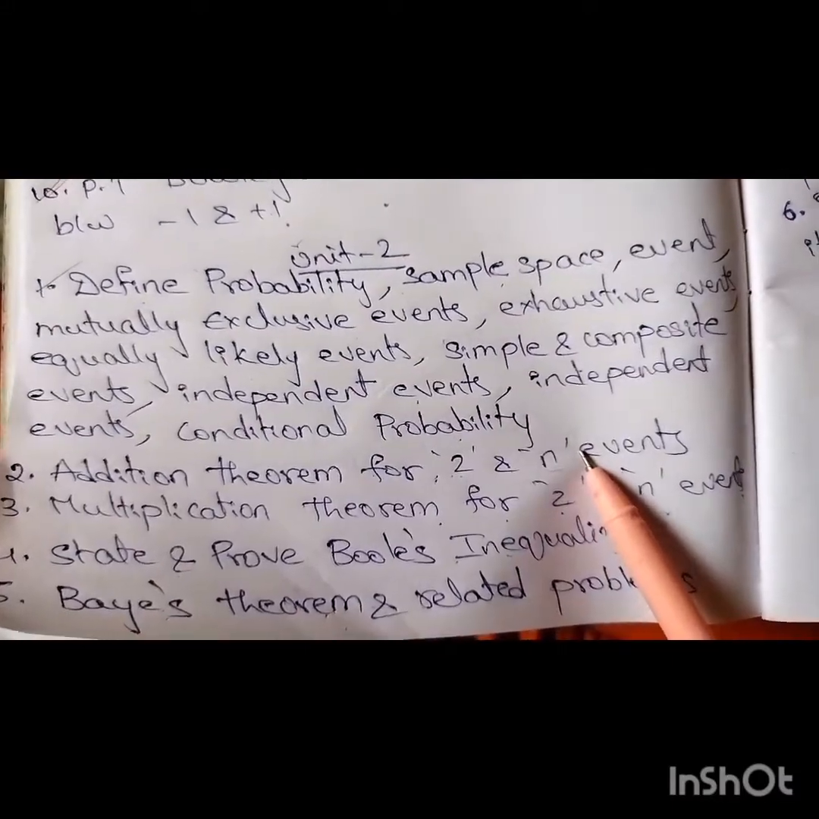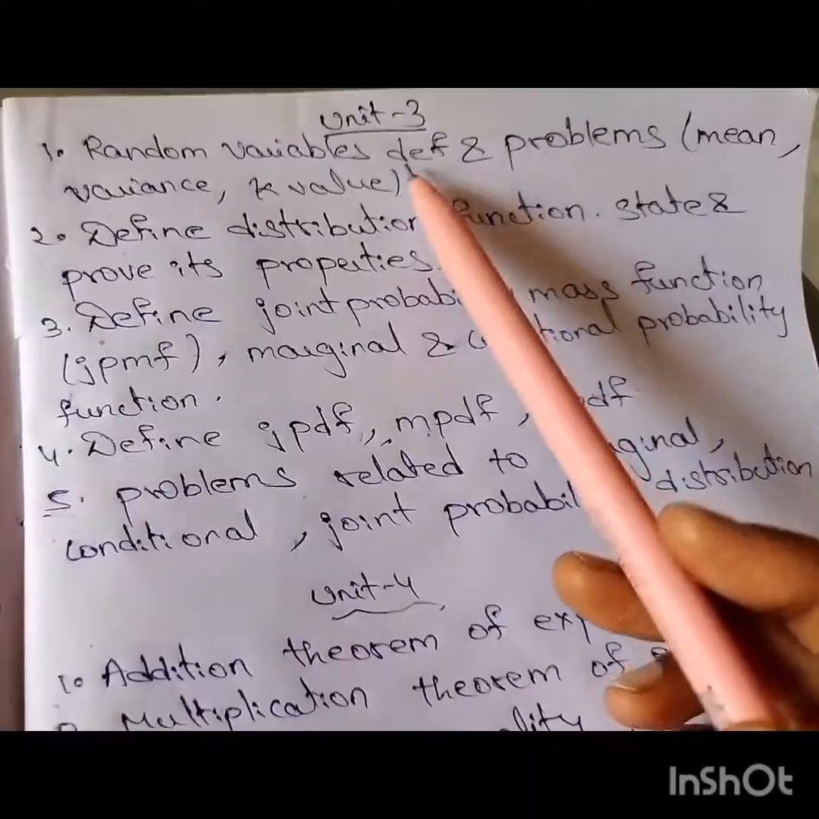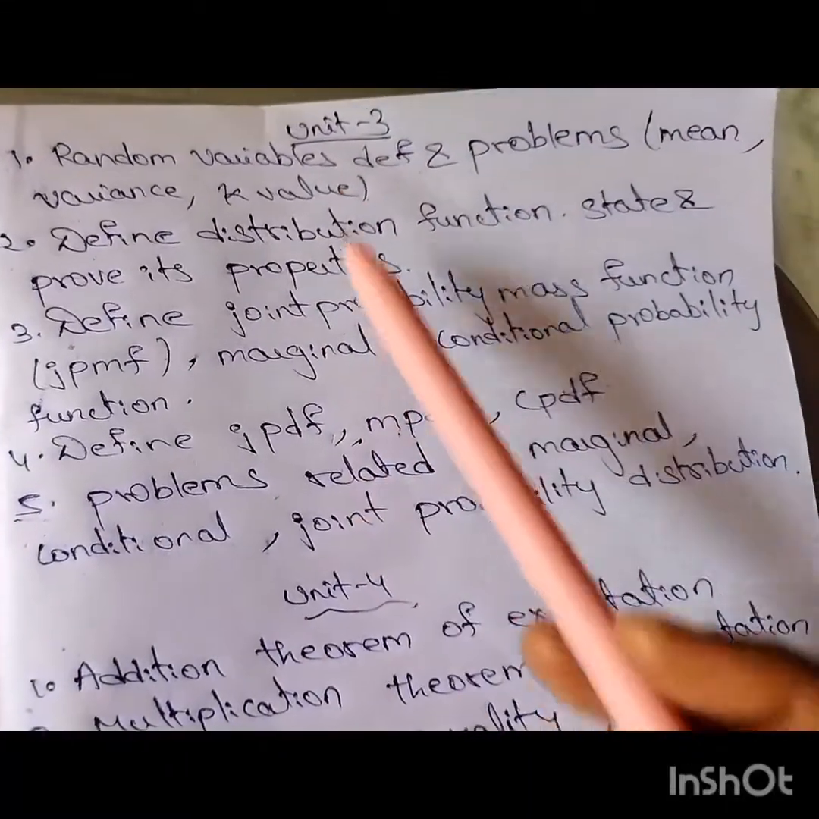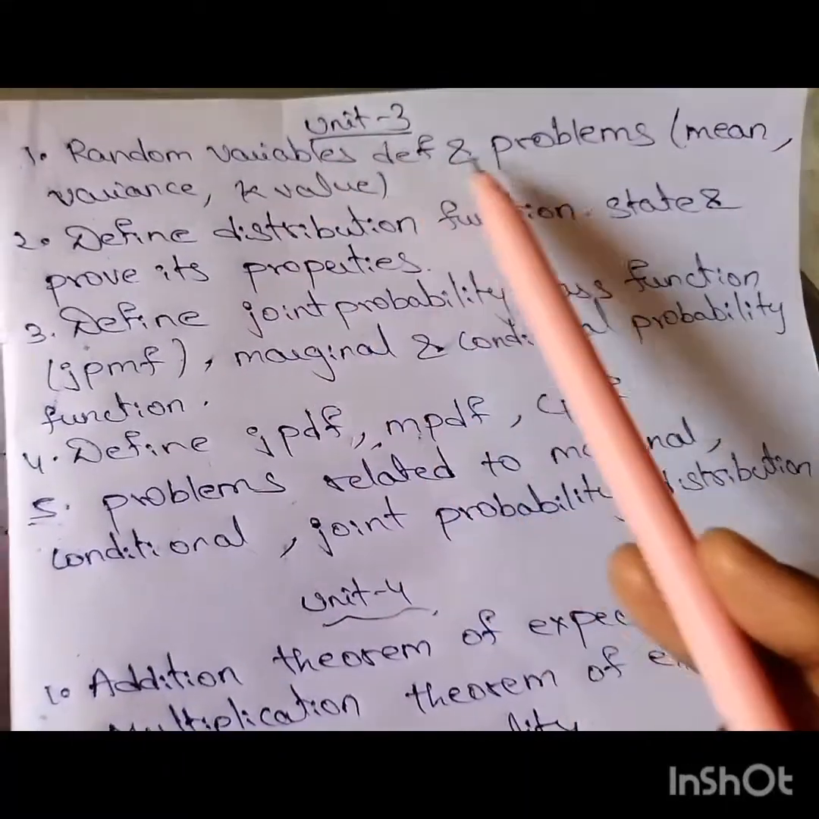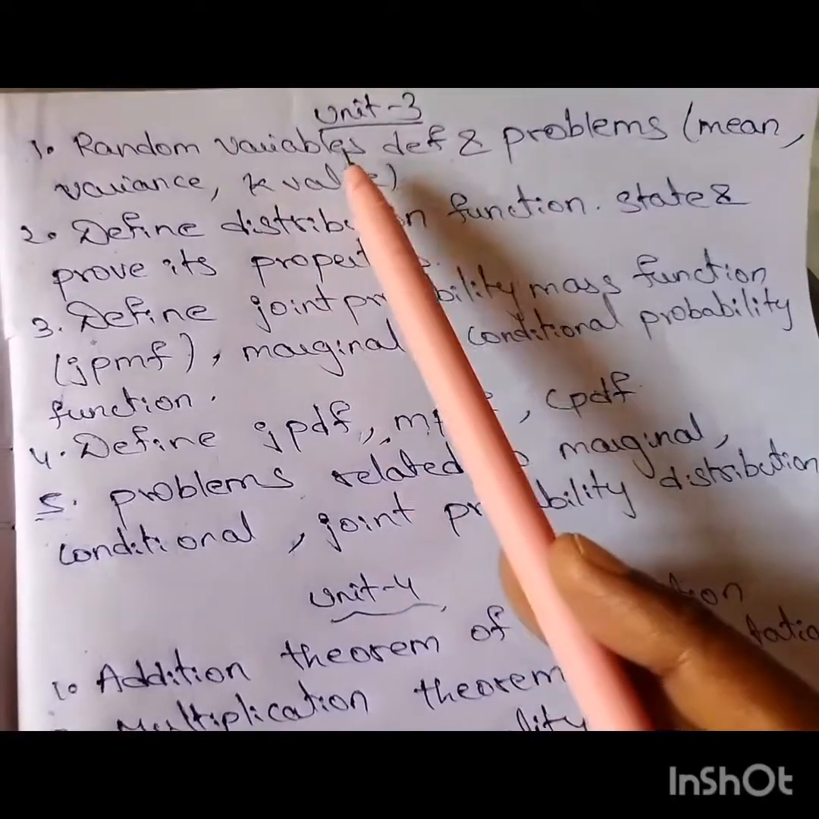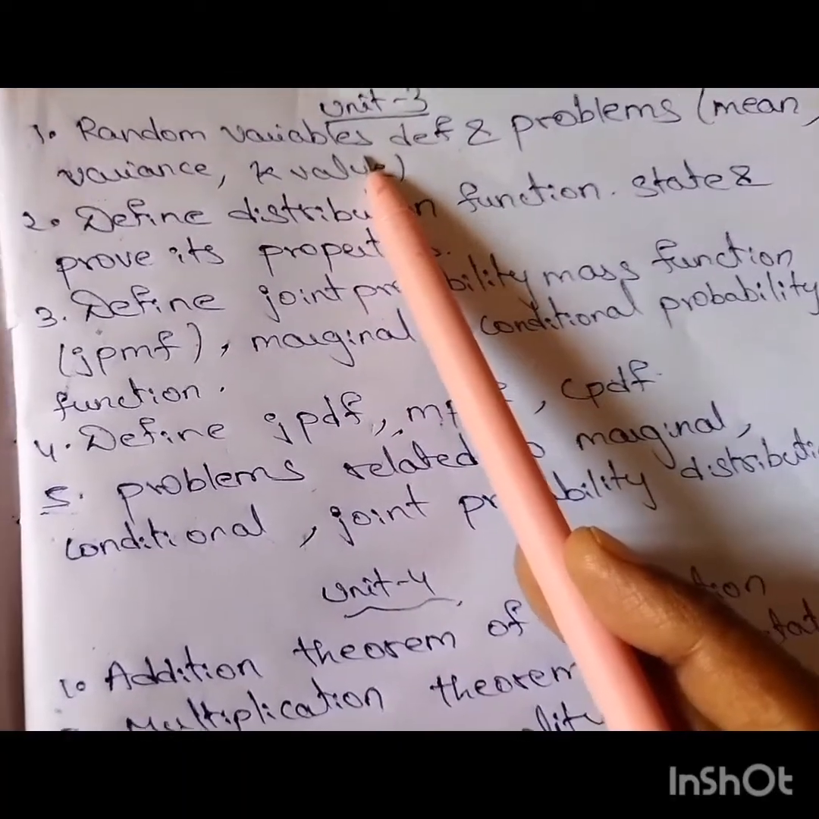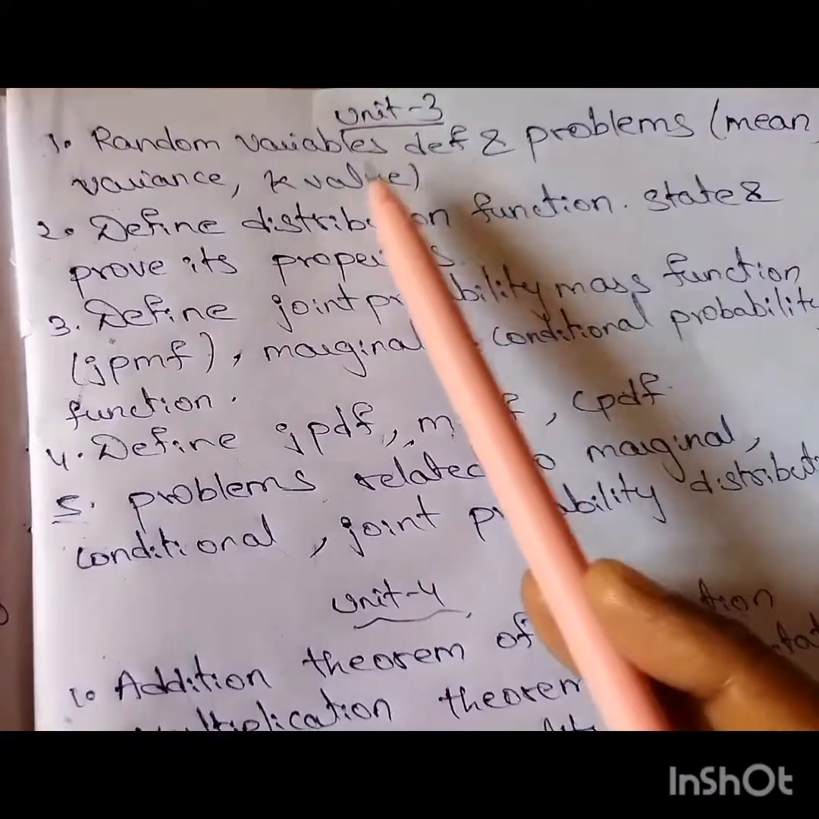Next we move on to the third unit. In unit 3 you are having 5 problems. First one, define random variables and problems. So random variables you may get for short answer. You need to write the definition and its types.